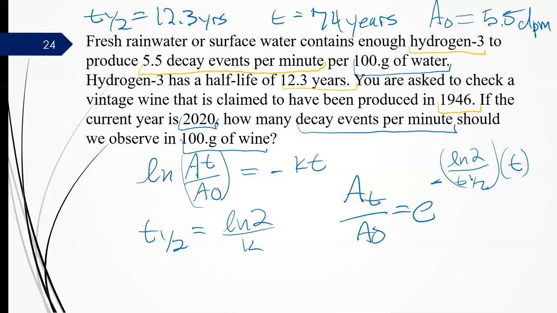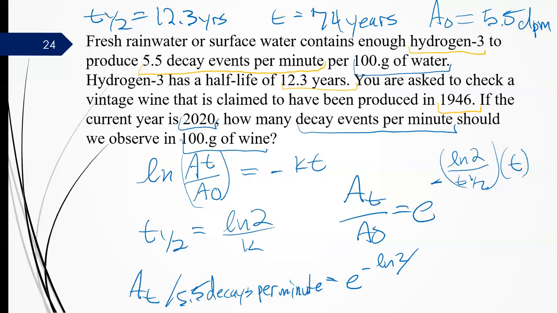And so if we go through and plug those in, I have AT divided by 5.5 decays per minute is equal to e to negative ln of 2 divided by 12.3. And then the nice part is, do we need to adjust our years, or are they in the same time scale? Same time scale. They're already in the same one, so we can leave those as they are. And so we get something like our AT. What value did you guys get for your new decays?